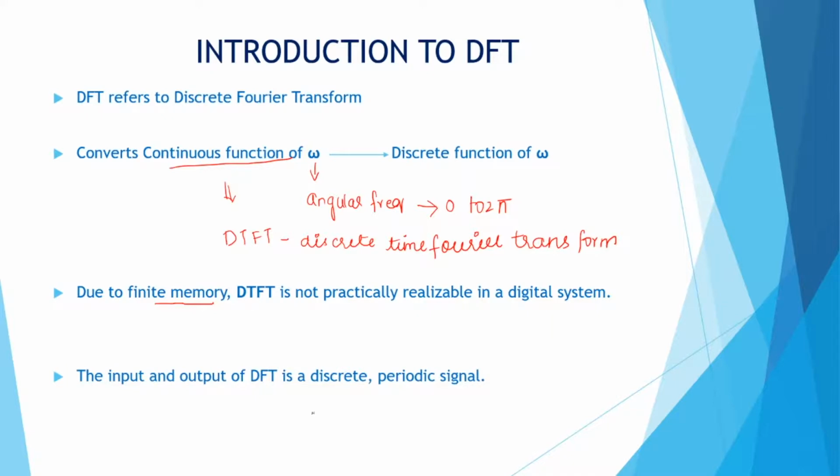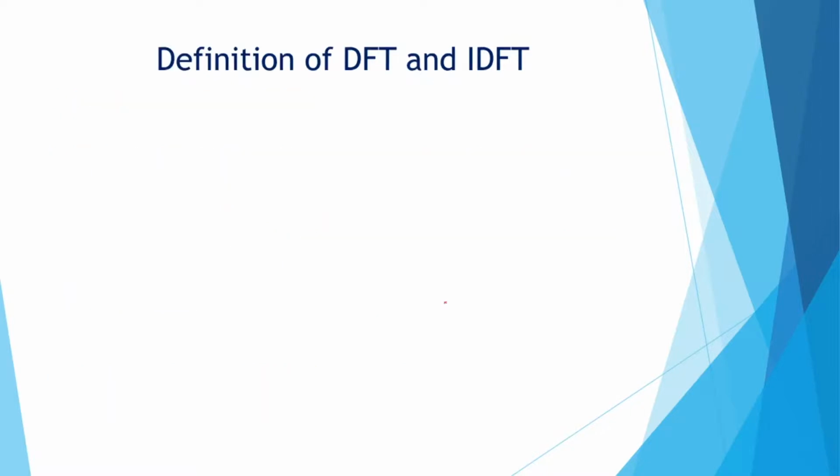The input and output of DFT is a discrete periodic signal. Okay. So this is what is discrete Fourier transform. Now I will define what is DFT and IDFT mathematically.